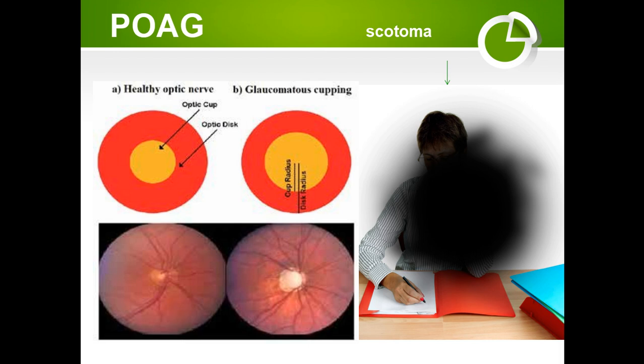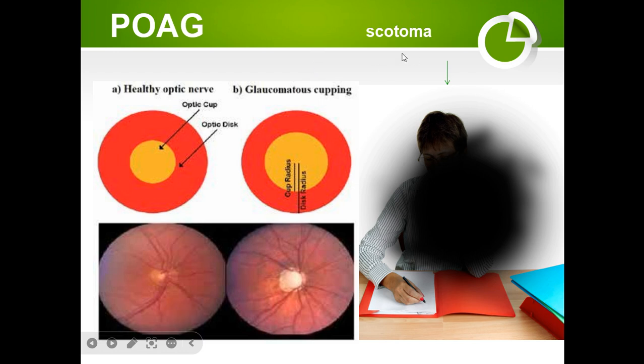So here we can see a usually healthy optic nerve consists of an optic cup as well as an optic disc. The radius of the optic cup and optic disc are similar, but in glaucomatous cupping we can see the cup radius is increasing and the disc radius is decreasing. So this is glaucomatous cupping, where the cup radius increases and the disc radius decreases.